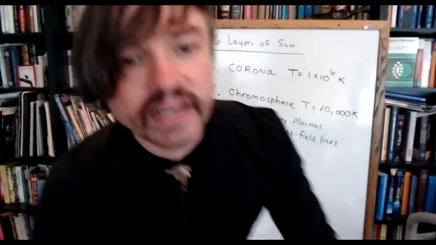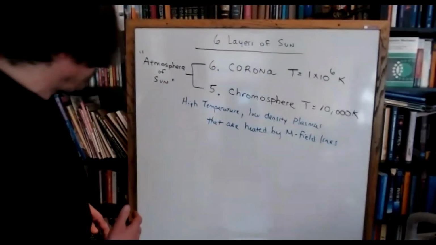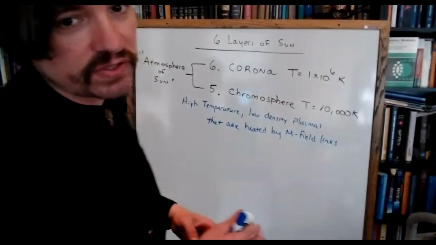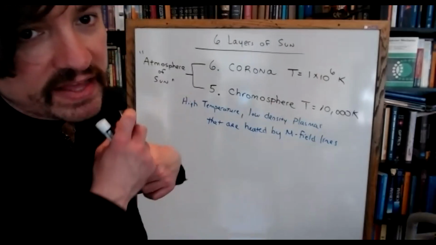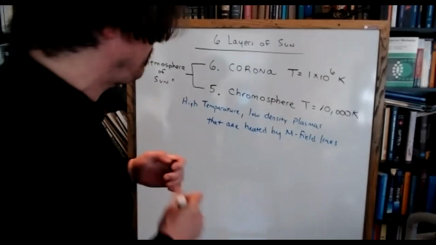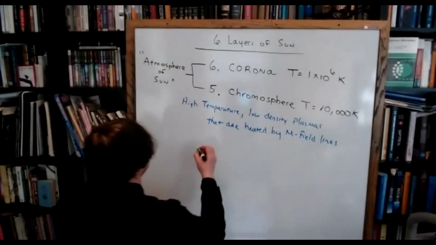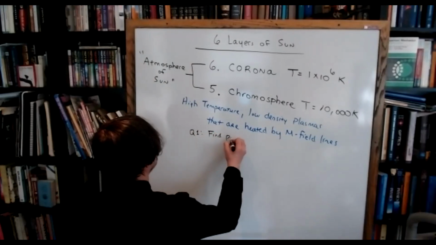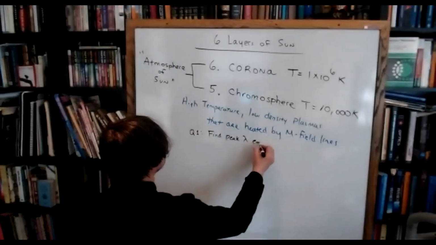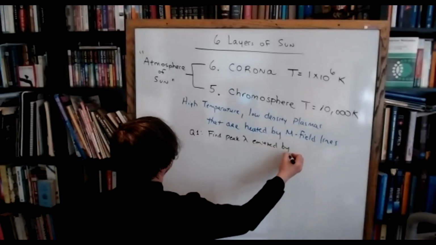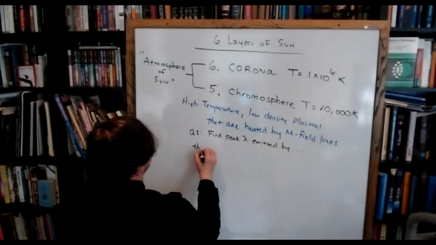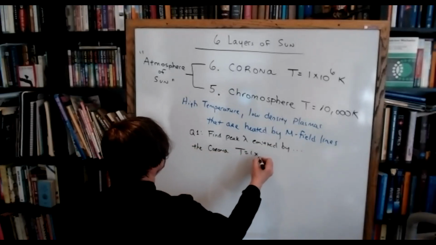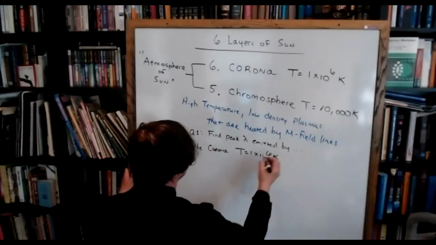Let's stop sharing for a second and try a little sample problem. Before we go any further, I want to show you that we can apply Wien's law to the high temperatures in the corona and the chromosphere and get a vague sense of what wavelengths they should be emitting principally. The question is: find the peak wavelength emitted by the corona, whose temperature is 1 million Kelvin. Do you remember your Wien's law?